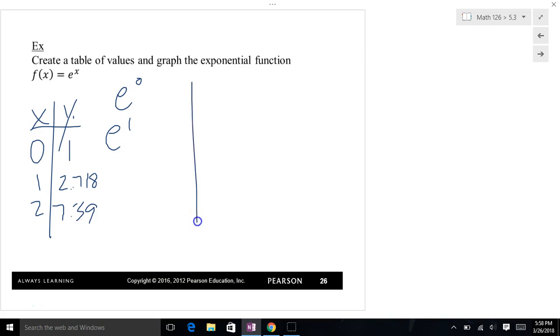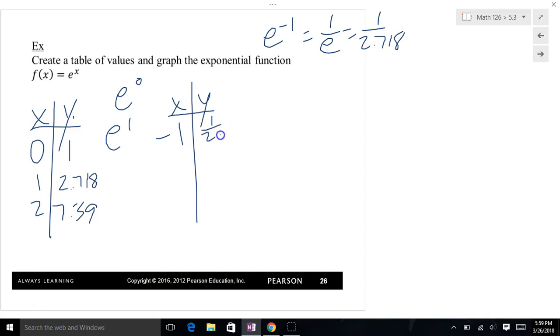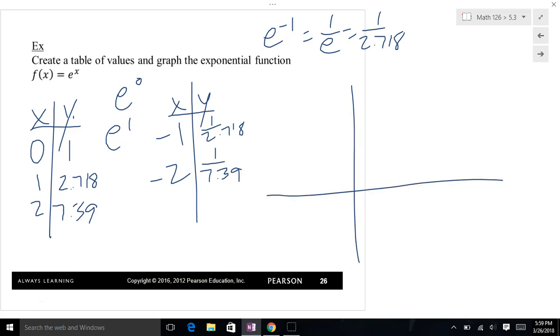You could keep going with that, but let's go to the left here. e to the negative 1, well, that's 1 over e. So that's about 1 over 2.718. That's about 1/3, whatever 1 over 2.718 is. Plug in negative 2. Well, that's e to the negative 2. That's 1 over e squared. That's 1 over 7.39. You keep graphing these.